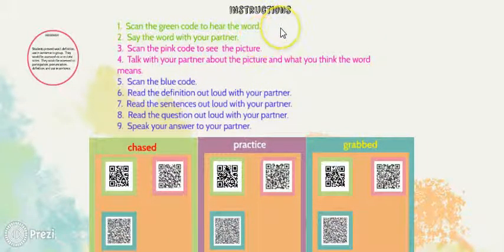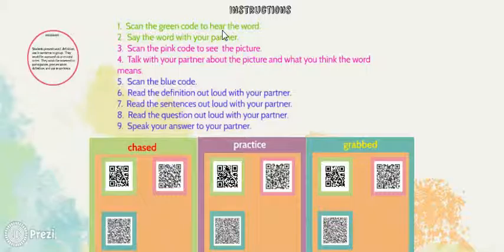This is an example of the instructions I would show students. So you can see that we have our words down here. I have the words chased, practice, and grabbed. For each word there are 3 QR codes: one that is green, pink, and blue. When you scan the green code, you're going to hear the word pronounced. When you scan the pink code, you're going to see a picture. When you scan the blue code, you're going to read the definition.